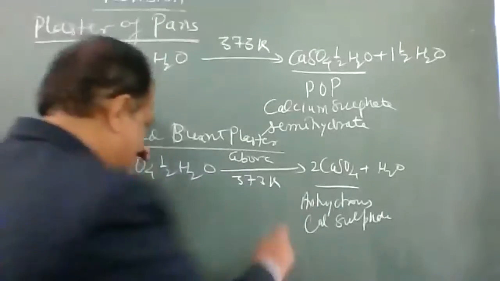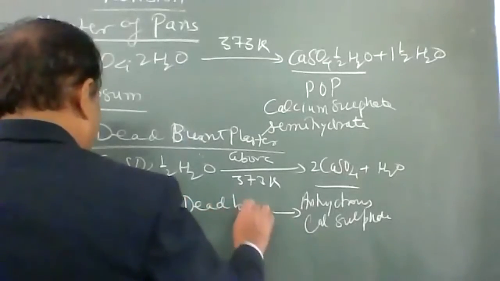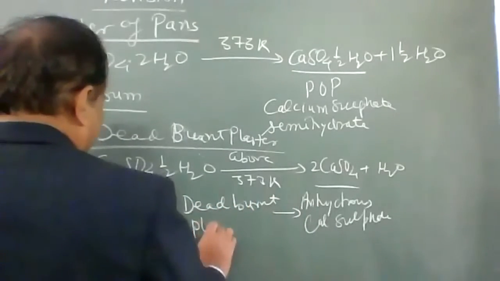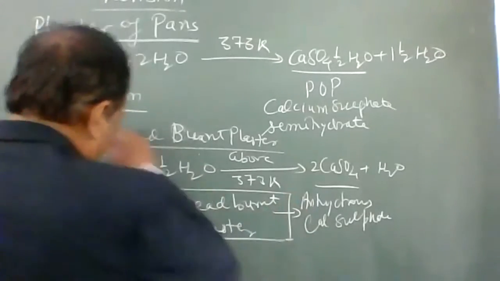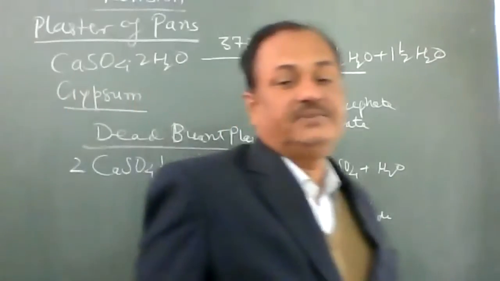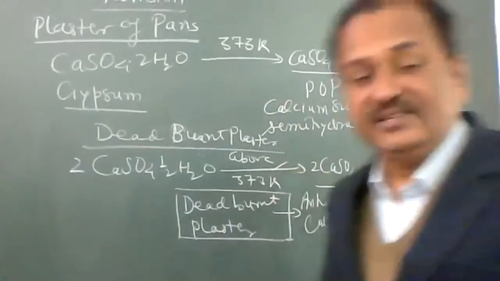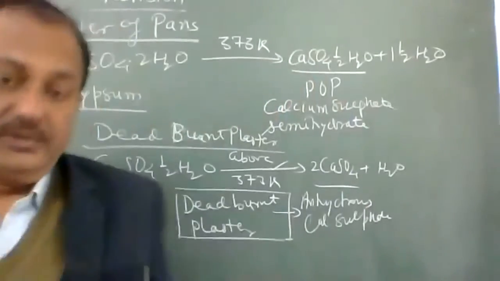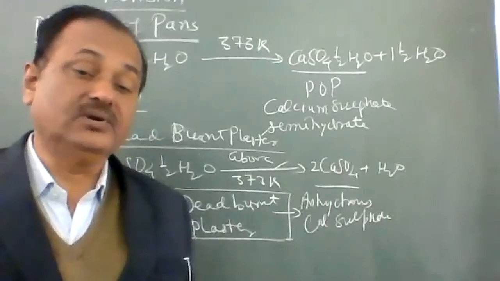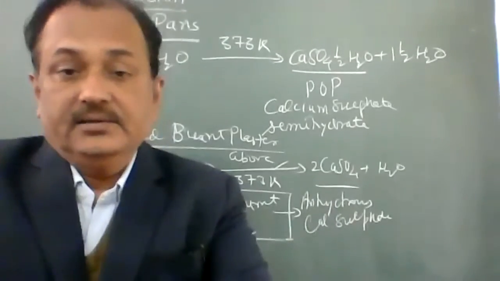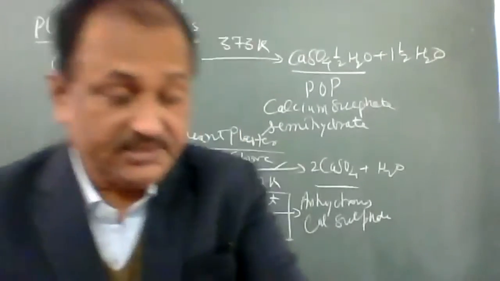So anhydrous calcium sulfate is called dead burned plaster. Dead means which has died. It is because of heating at about 373 Kelvin. It loses water molecules completely, and it can never set into a hard mass, and so it is called dead burnt plaster.